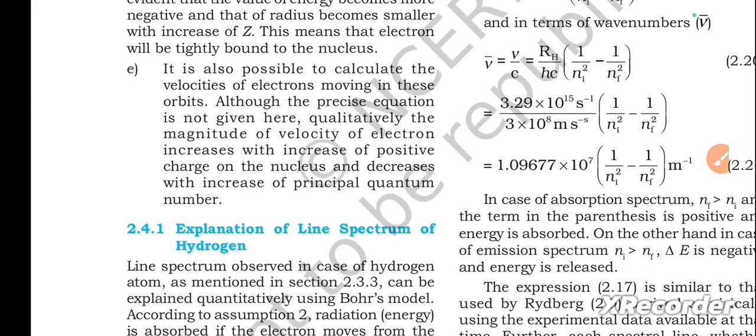Next point, it is also possible to calculate the velocities of electrons moving in these orbits, although the precise equation is not given here. Qualitatively, the magnitude of velocity of the electron increases with increase of positive charge on the nucleus and decreases with increase of principal quantum number.